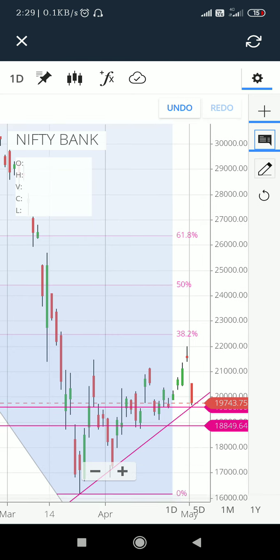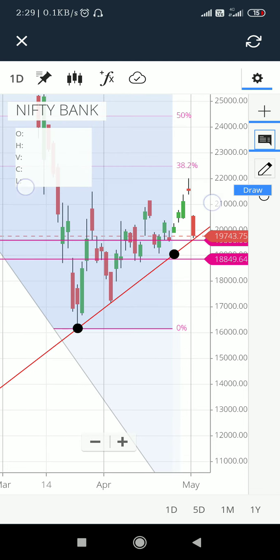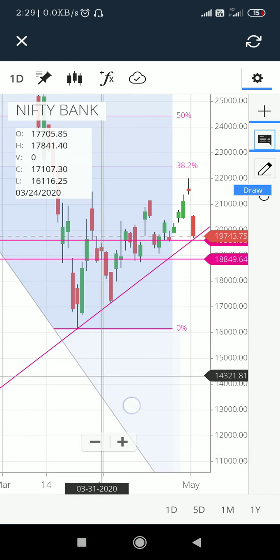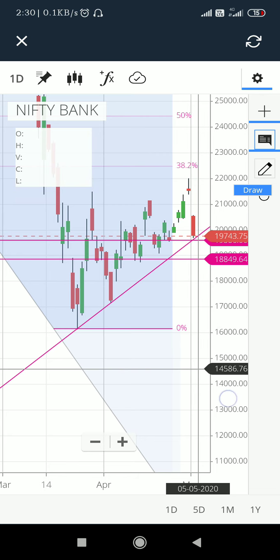So I will remove it. As you can see, the supportive trend line has been tested 3 times. Let me move the chart up for you. So one test here, second test here, third test here, and now we are expecting that it should test on the higher level. We are not still too bearish in the Nifty 50 and Bank Nifty. The trend is still consolidating for me.